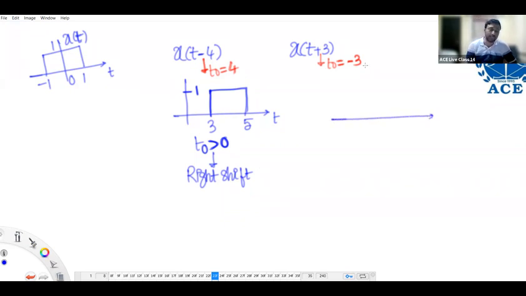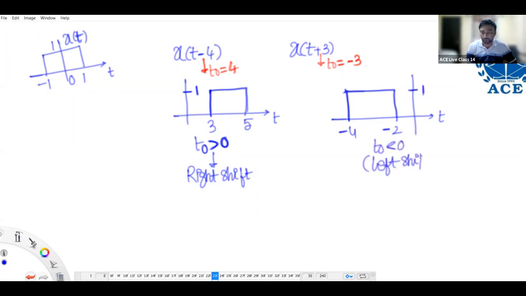If you add -3, guess where the rectangle extends. If you add -3 there, it extends from -4 to -2. So now the shift is negative, and it corresponds to left shift. In the t minus t naught form, t naught positive is right shift, and t naught negative is left shift.